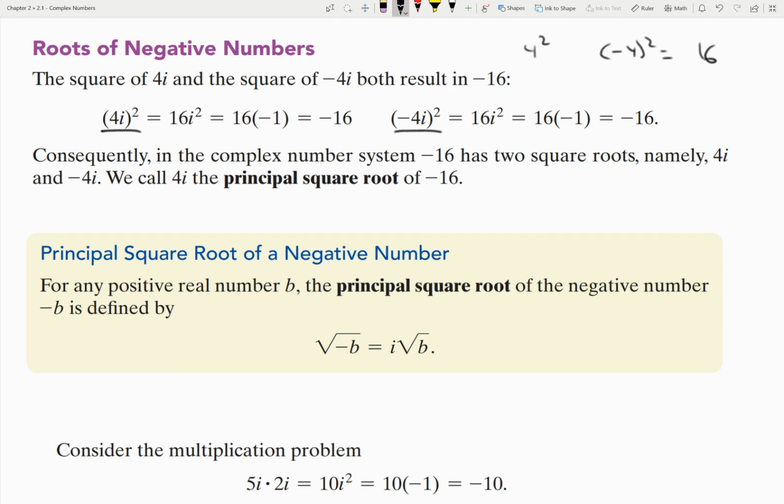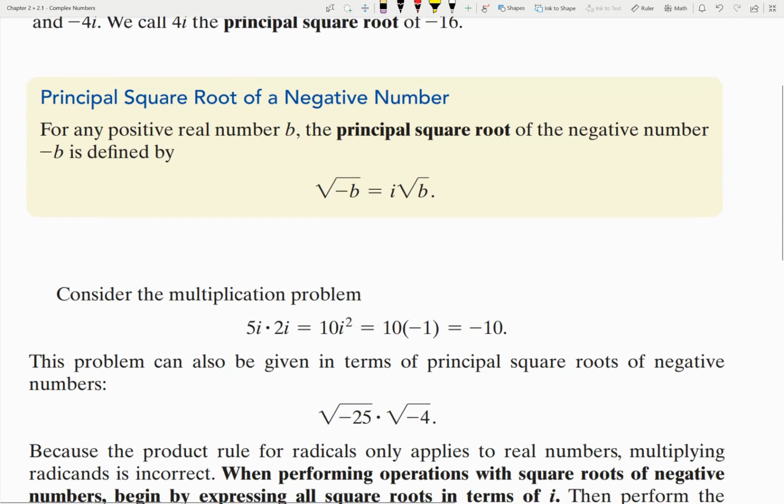Okay, so for any positive, just like we would with any other square roots, even if it wasn't imaginary. So for any positive real number b, the principal square root of the negative number is defined by the square root of negative b is equal to i times the positive square root of b, right? So if I wanted the negative root, I would put the negative in front, right? The symbol for square root means principal square root, means positive on the outside, okay? But there can be an issue here.